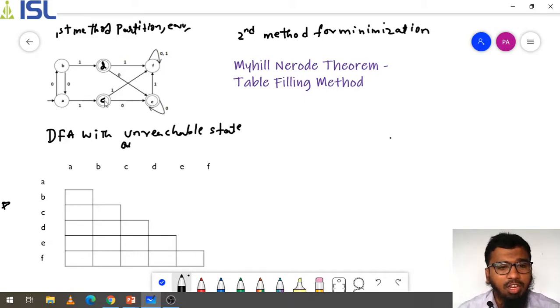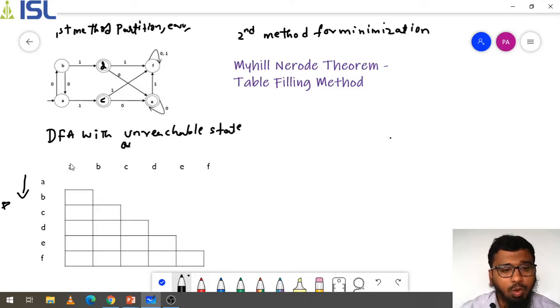From C to F, is there any connection? Yes, C to F is a connection, and one is a final state and another one is a normal state. That means C comma F should be marked. As I told you, C to F we need to mark, but here C has only A, B. So for that reason we need to check the data in this.